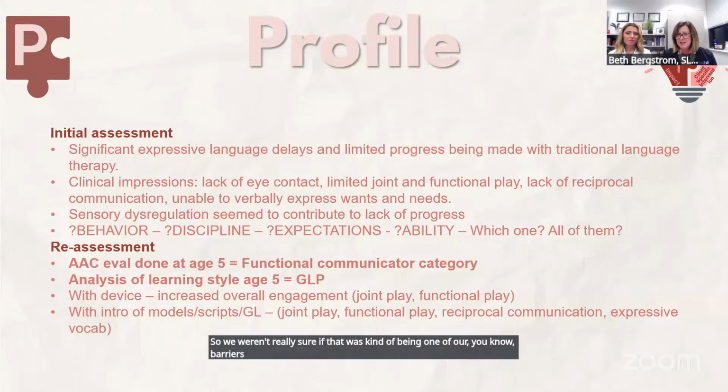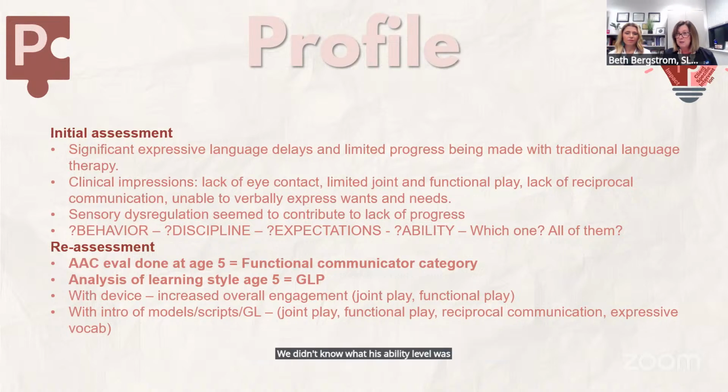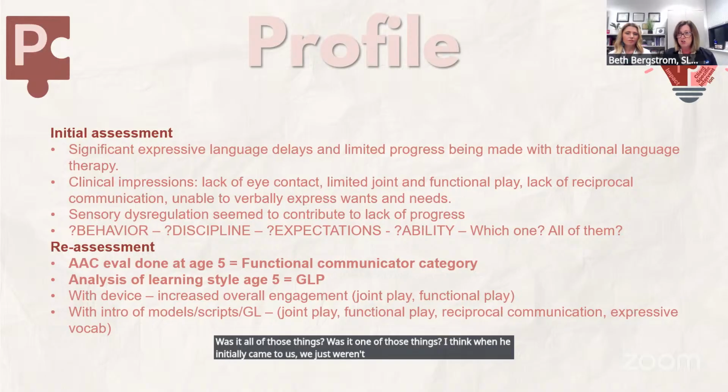Did he understand our expectations? Were our expectations too high? We didn't know what his ability level was. He wasn't really able to show us. So was it all of those things? Was it one of those things? I think when he initially came to us, we just weren't sure, and we were questioning kind of all of those areas.